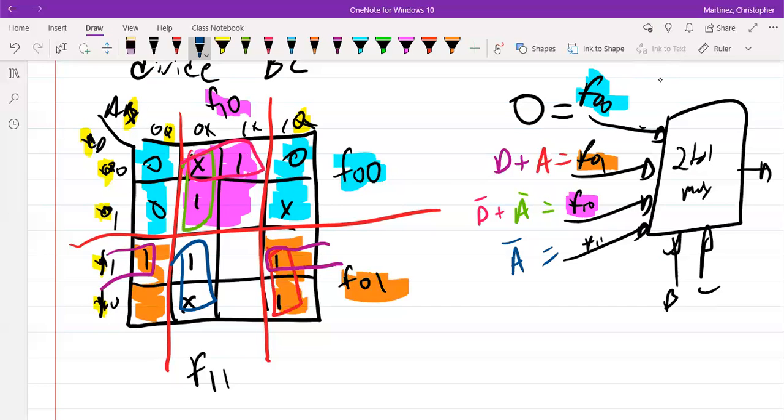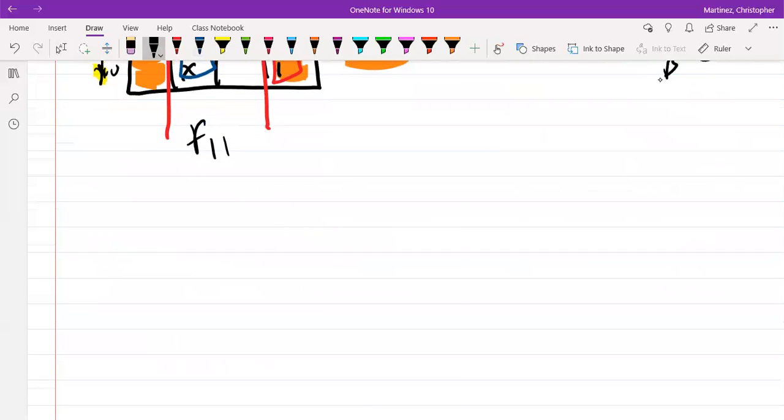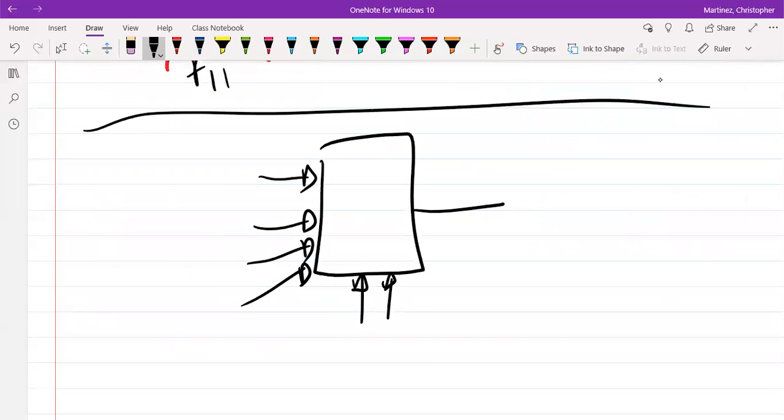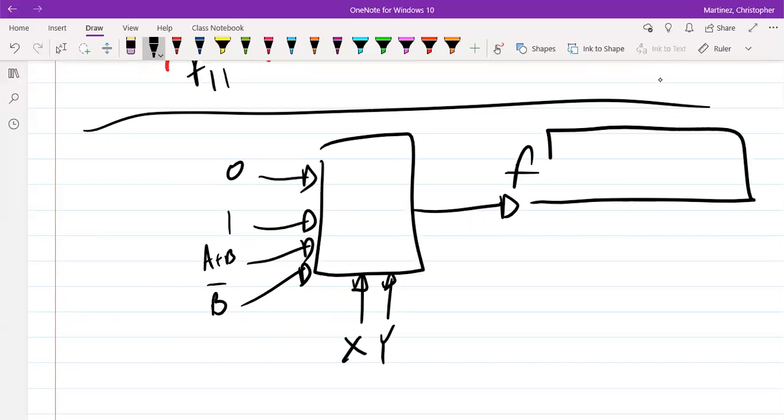The last thing I want to discuss here is sometimes you're going to have this mux, and with this mux, you might want to work in the opposite direction. So let's say all of it's already been developed for us. And let's say here it is developed as we have our F. Let's say it's an X and a Y. And then let's say we have a 0, we have a 1. Let's say we have an A plus a B, and then we have a B bar. And the question I want to ask you is, what is this F? What is the final equation that we're going to have?